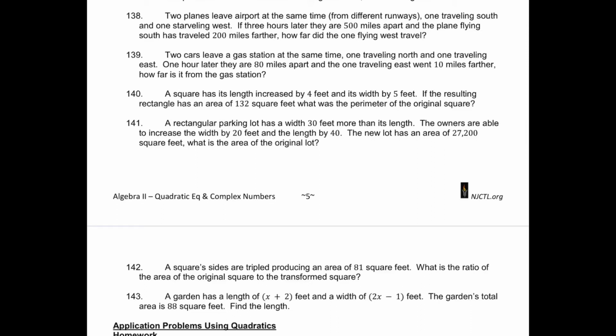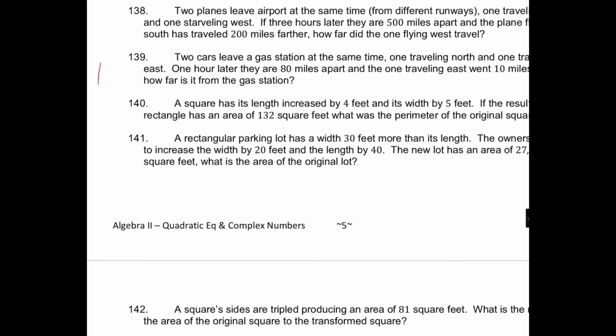Number 139, your classwork for quadratic equations asks: two cars leave a gas station at the same time, one traveling north and one traveling east. After 1 hour, they are 80 miles apart. So the horizontal distance, this direct distance between them, is 80 miles.